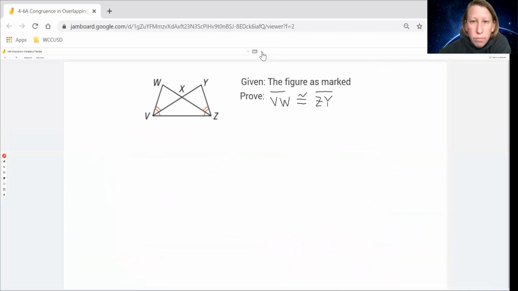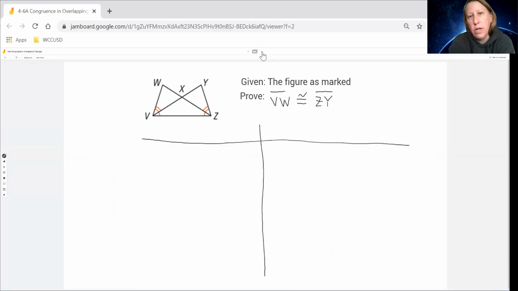Okay, we're going to do one proof together. And I'm going to set it up, but then I'm going to stop and I'm going to stare at it for a while because there is a lot going on in this figure. I type it out. So what do we see? I see overlapping triangles. I see some angles that have the same marks.